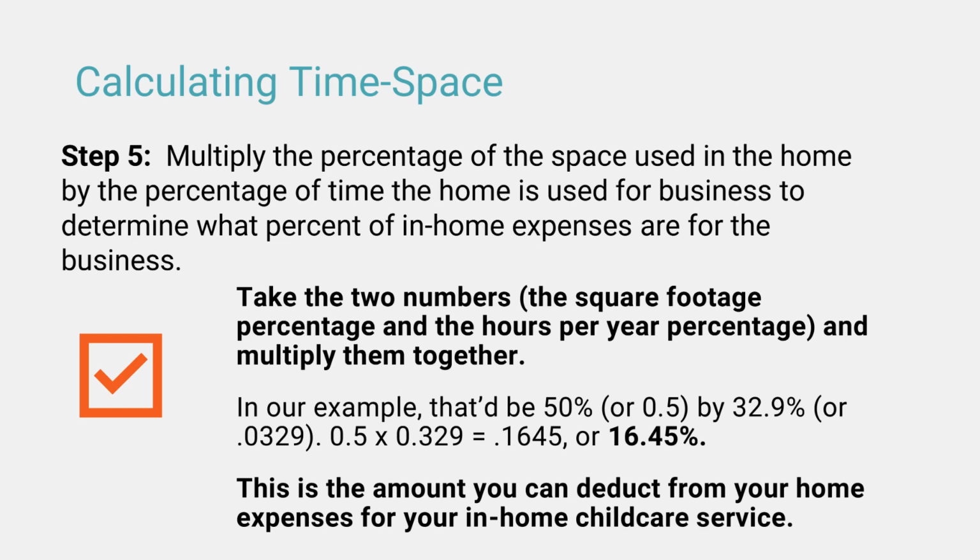Step 5. Multiply the percentage of the space regularly used in your home by the percentage of time your home is used for business to determine what portion of your in-home expenses are for the business. Take the square footage percentage and the hours per year percentage and multiply them together. In our example, that'd be 50%, or 0.5, by 32.9%, or 0.329. 0.5 times 0.329 equals 0.1645, or 16.45%. This is the amount you can deduct from your home expenses for your in-home childcare service.